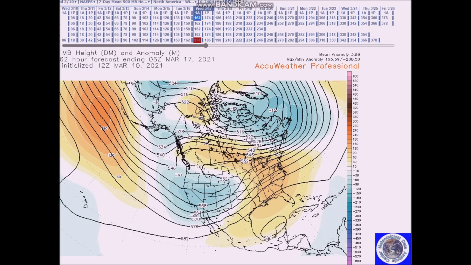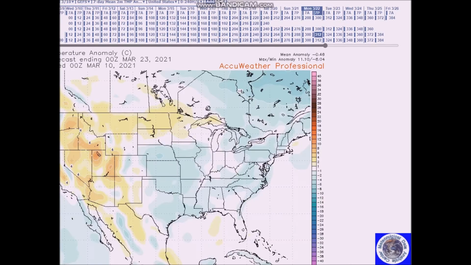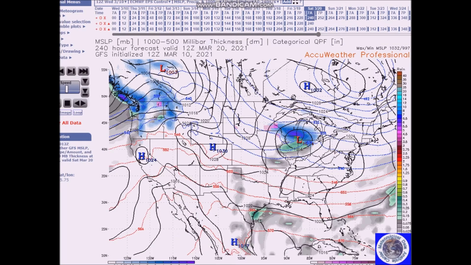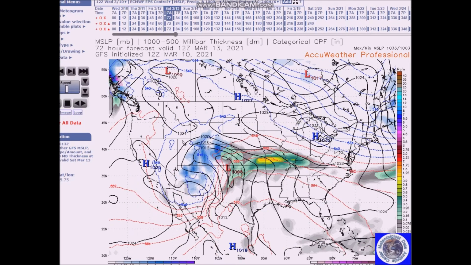With this upper low, let me go to the map. Okay, those are the ensembles. In this map we will have a strong upper low moving across the southwest and into the plains, and this will create a storm across the Four Corners region and the southern plains over the weekend. And we will have a surface low in the central plains that will spread significant snow across the central Rockies and central plains Friday through Sunday.